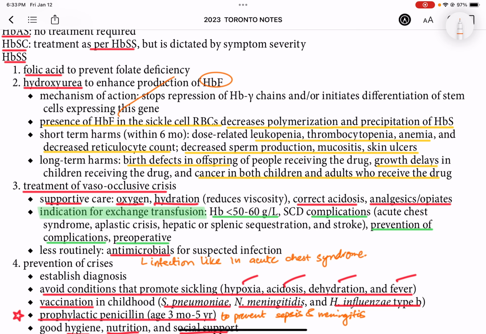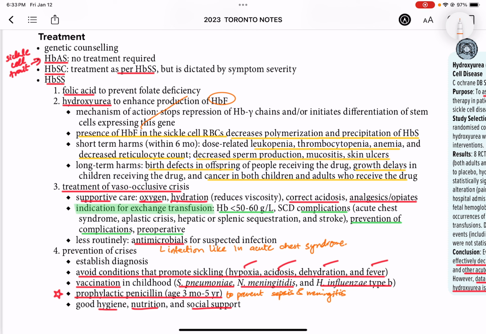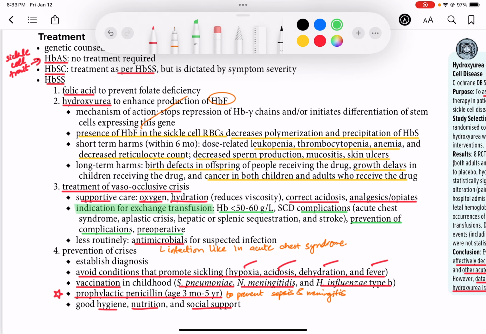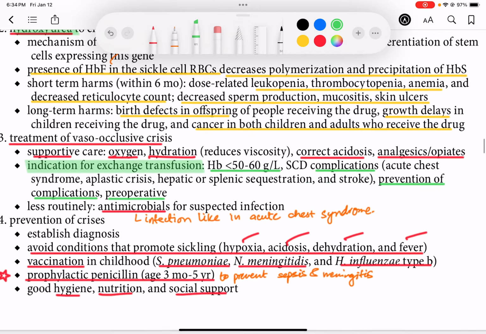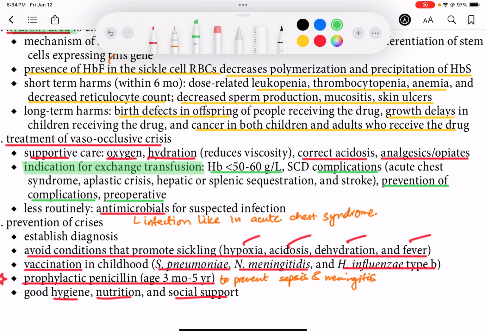So we started with the folic acid. We gave folic acid to prevent folate deficiency. Then we went for hydroxyurea. Now we are going to treat the vaso-occlusive crisis. For that, we are going to give the supportive care first. Because in the crisis, they will have lots and lots of pain because of the vaso-occlusion or avascular necrosis going on. So we're going to go for analgesics like opioids. We can give oxygen. We can do hydration.